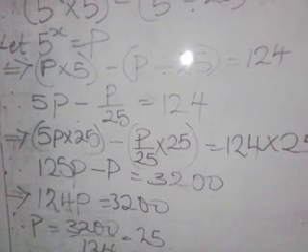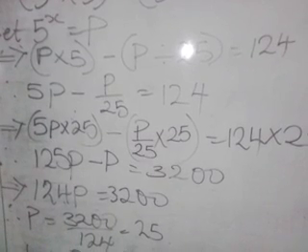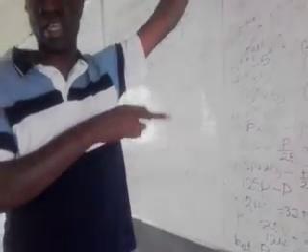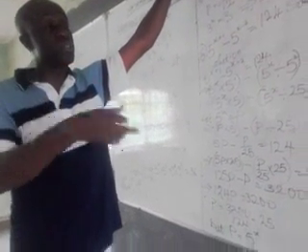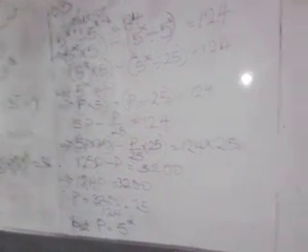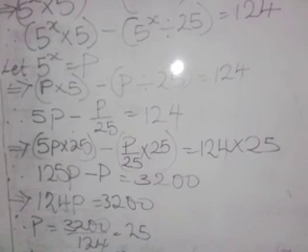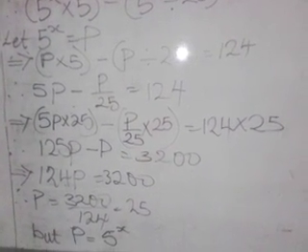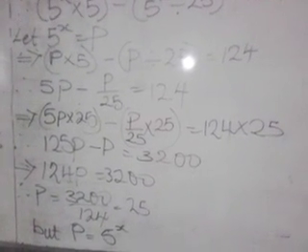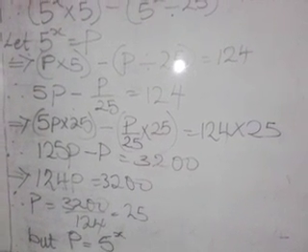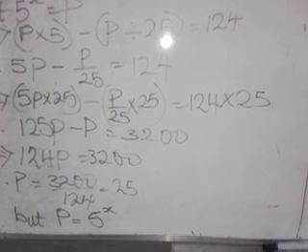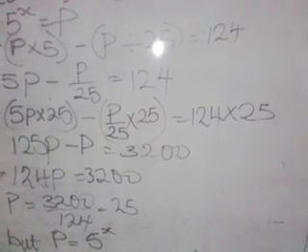Then we want to remove this denominator of 25. So we use 25 and multiply everything in order to clear that 25. So what I now have is that 5p times 25 gives us 125p. Then that p over 25 times 25, we cancel the 25, equal to 124 times 25, and it gets 3,200.